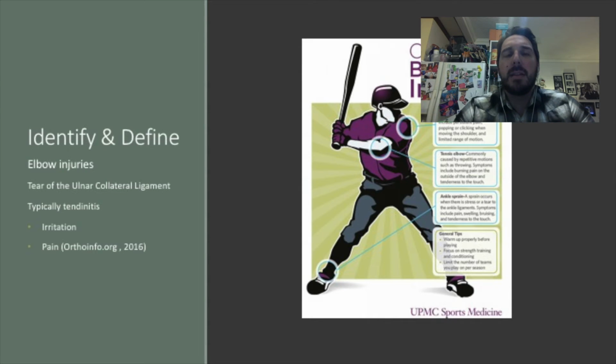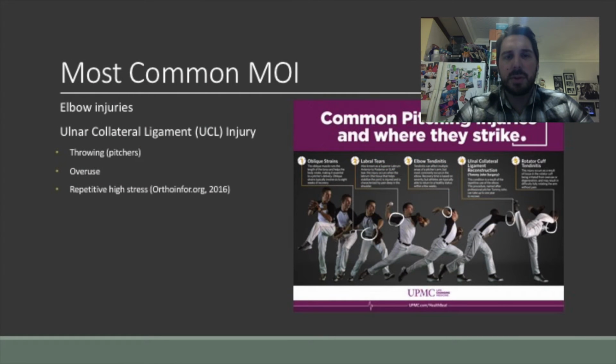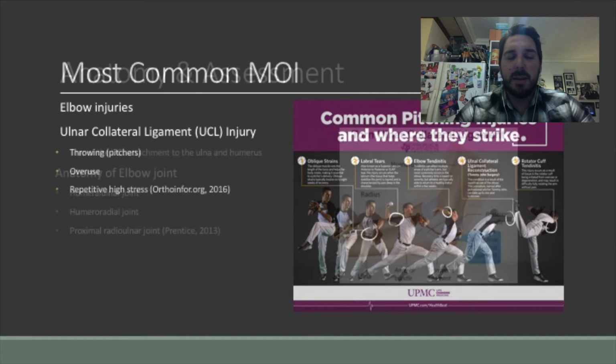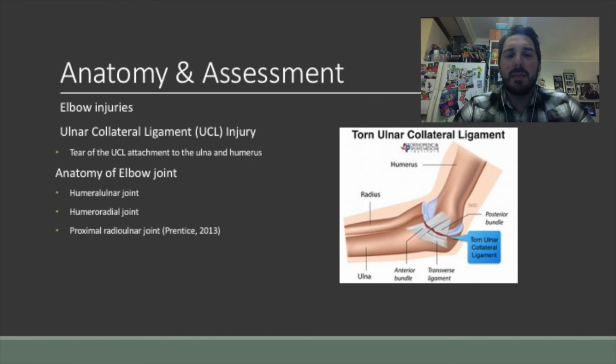That usually means that they'll have something going on, and so you'll want to definitely check that out. And the main cause or mechanism of injury with this in pitchers is throwing. So you'll see overuse or high repetitive stress on the UCL. If you look at the anatomy a little bit, you'll see that it's a tear of the UCL attachment at the ulna and the humerus. And then if we look at the elbow joint, you'll see the humeral-ulnar joint, the humeral-radial joint, and the proximal radial-ulnar joint. And then right in there, in between, is where you'll see a torn ulnar collateral ligament.